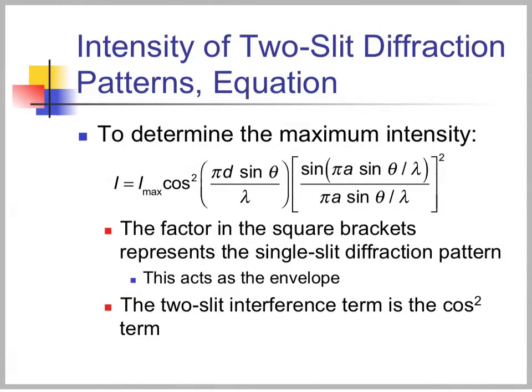To determine the intensity of a two-slit diffraction pattern, then, I is equal to I max cosine squared of pi d sine theta over lambda, that's what we had last time, times this single slit diffraction pattern. It's going to act as an envelope for the intensity. So the two-slit interference term is the cosine squared term, and this is the diffraction part due to the very narrow slits.